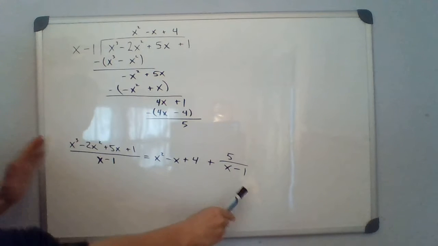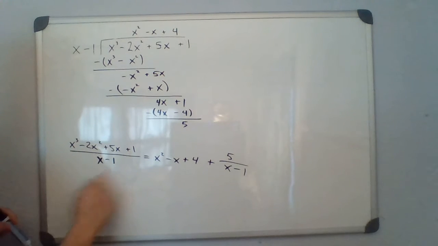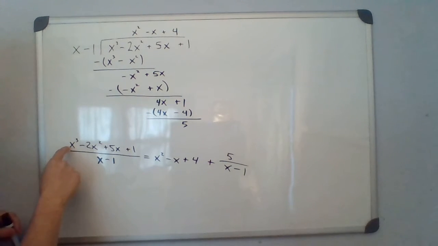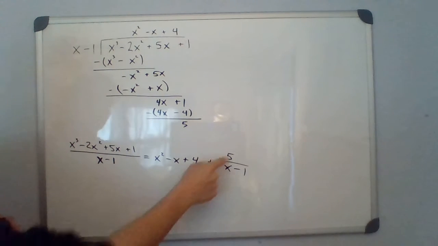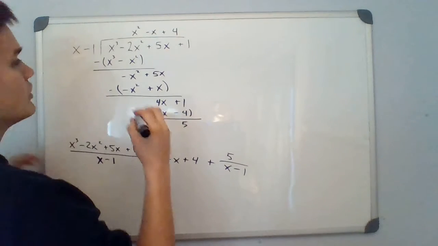Or if we wanted to multiply both sides of this equation by x minus 1, then I would get the dividend is equal to the quotient times the divisor plus the remainder. And so let's show what I mean by that.